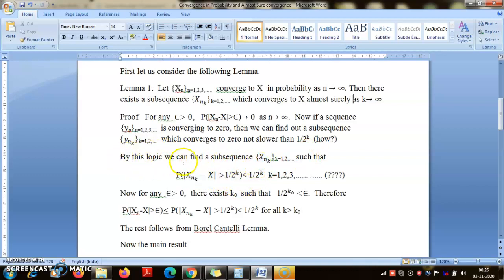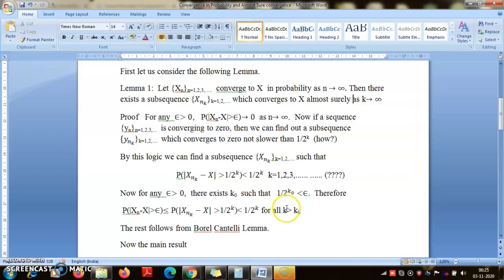Now we can apply this logic to find a subsequence Xnk such that, and this is slightly tricky looking, I am not saying epsilon here, but now I am saying the probability that mod Xnk minus X is greater than 1 by 2 to the power k is less than 1 by 2 to the power k. At first sight, this looks like how that can be possible. But as you see, for any epsilon, if I go on increasing k, then I can definitely find a k naught such that 1 by 2 to the power k naught is less than epsilon, because 1 by 2 to the power k goes to 0 as k goes to infinity, simple.